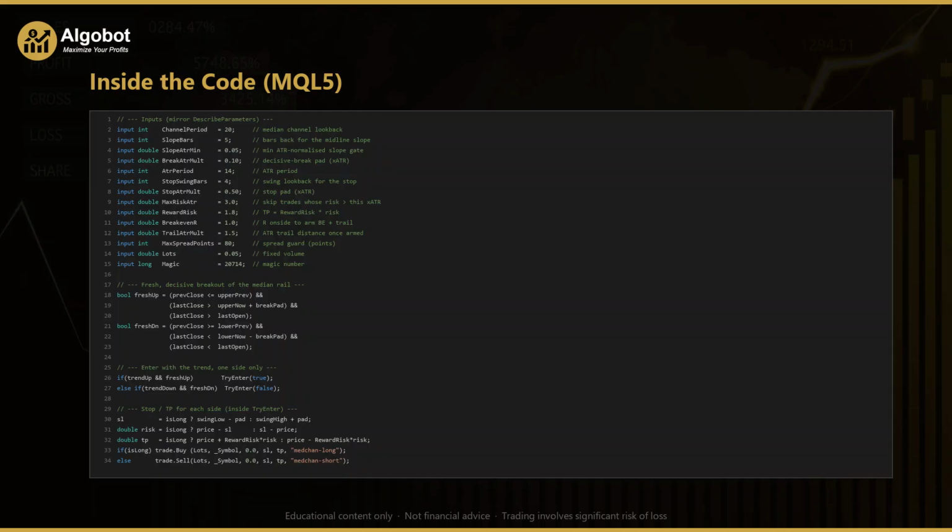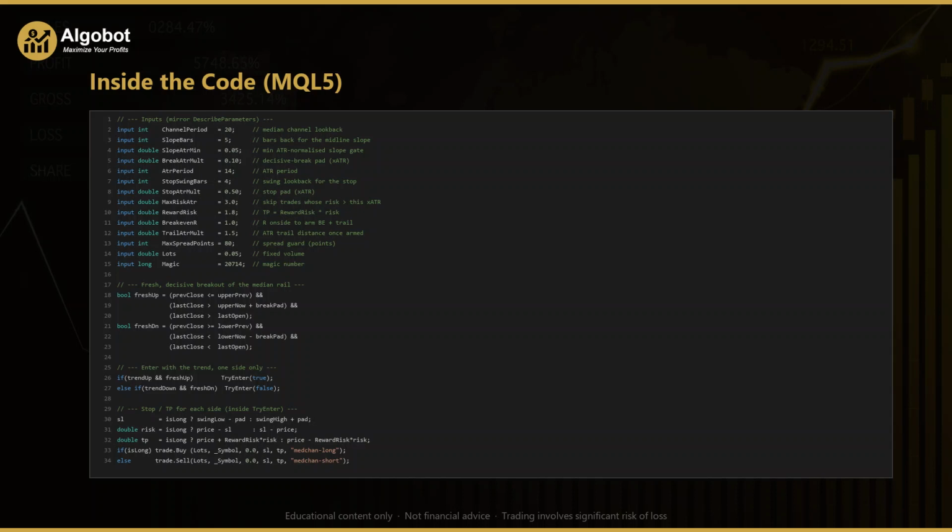The variable fresh DN is the mirror: previous close at or above the lower rail, current close below the lower rail minus the pad, and a bearish bar. Below that, if the trend is up and fresh up is true, the EA calls TryEnter with true for a long. Otherwise, if the trend is down and fresh DN is true, it calls TryEnter with false for a short.